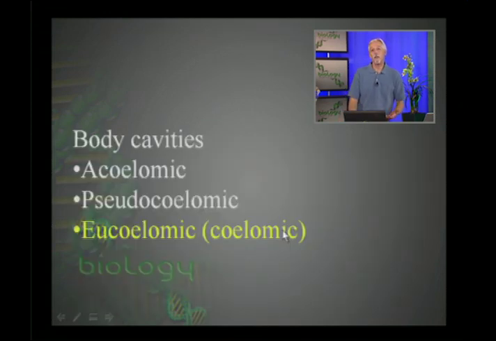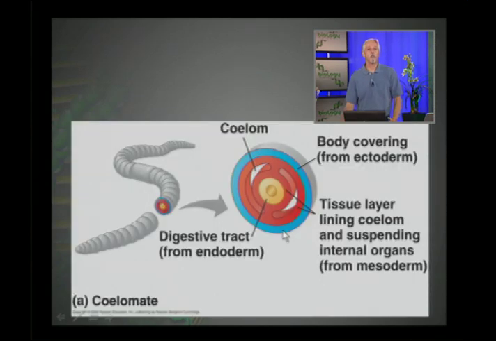And then the eucoelomic animals, like you and I, the truly coelomic animals, do have body cavities that are completely lined by mesodermal tissue. So the outer body wall and the intestinal tract are lined with mesodermal tissue. And again, that's a so-called true coelom. The importance of the coelom basically is that it allows for organ development. It allows space for organs to develop.